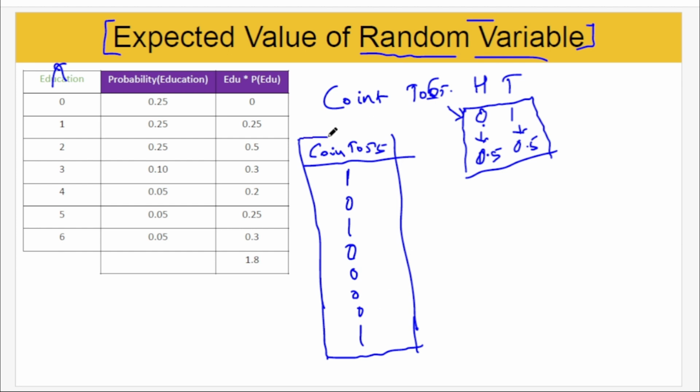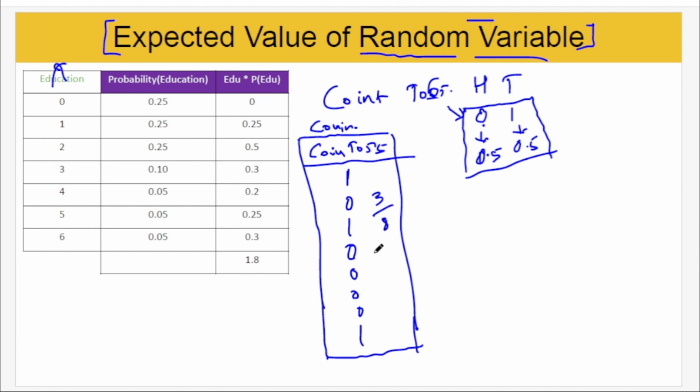Now if I take the mean of this coin toss variable, mean means average, in our Excel file, what will be the average? How to calculate the average of the coin toss? 3 by 8, na? Yes. So I will add up all the values and I will get 3 by 8.